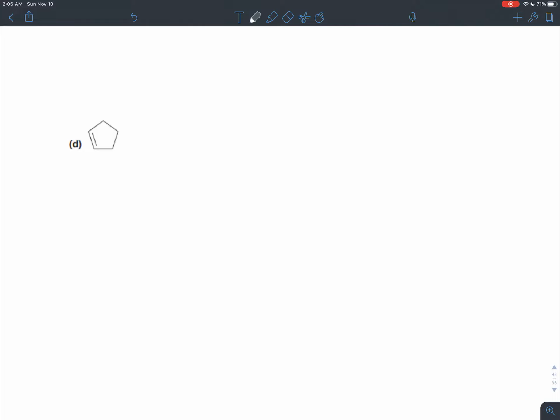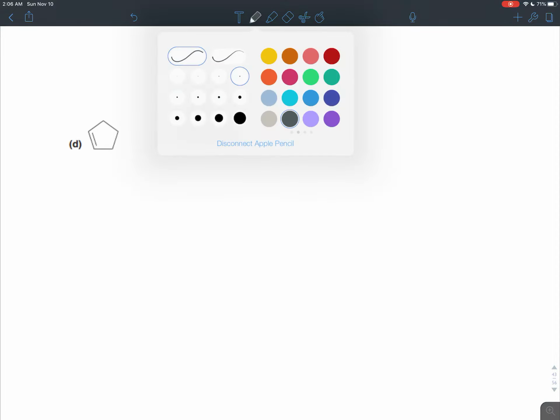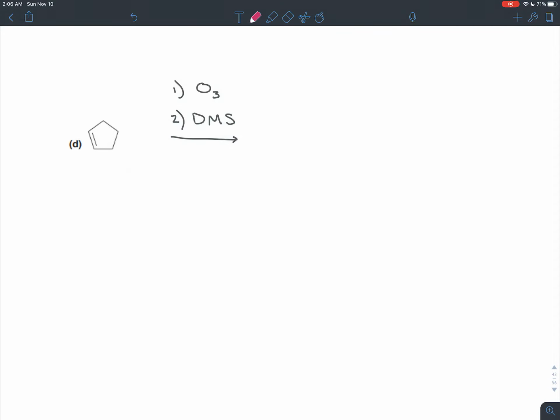Okay, next we have this cyclopentene. What if we bubbled some light blue pungent ozone gas through that and created an explosive intermediate and then stabilized that by adding dimethyl sulfide? Well, in that case, we'd be doing ozonolysis.